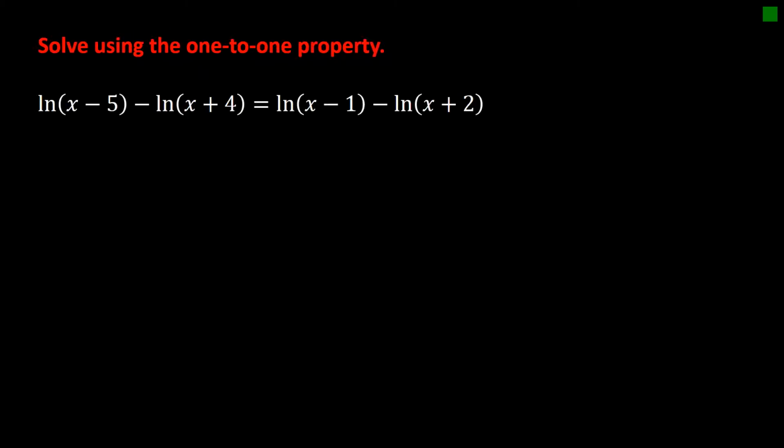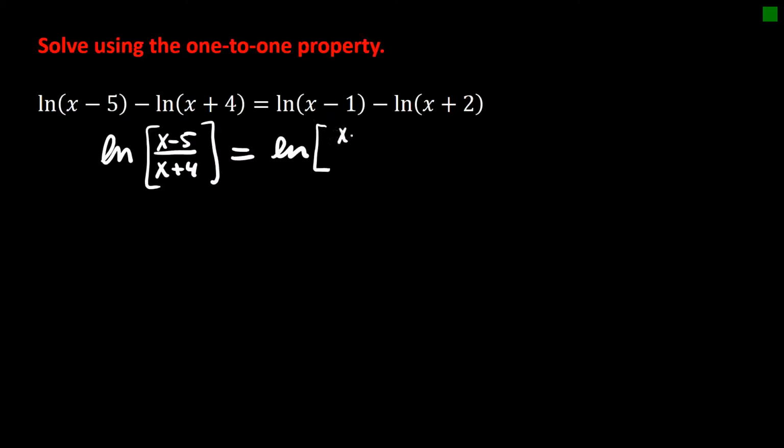Let's look at another one that we're going to use the one-to-one property with. So here we have natural log of (x − 5) minus natural log of (x + 4) equals natural log of (x − 1) minus natural log of (x + 2). Well, again, we need a single natural log on both sides, and we can do that. We have a difference, and a difference will go together as a quotient on both sides. So we have natural log of (x − 5)/(x + 4) equals natural log of (x − 1)/(x + 2).